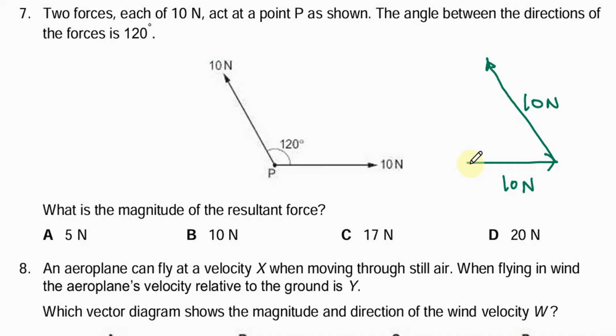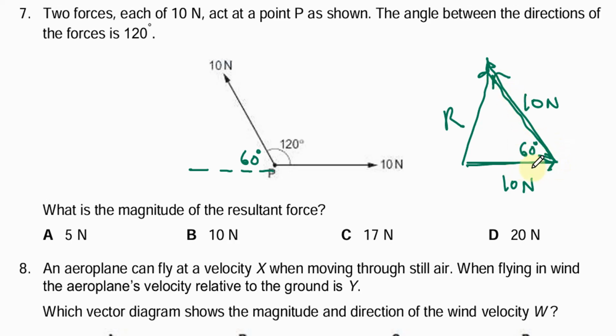And of course the resultant will be from the tail of the first vector here to the head of the second vector. So this is our resultant. Note that these two forces must be head to tail. And we need to find the resultant. Now, this force here makes an angle of 60 degrees with the horizontal. So we know this angle is 60.